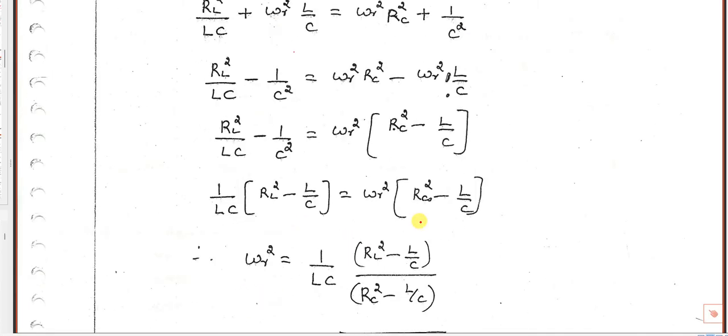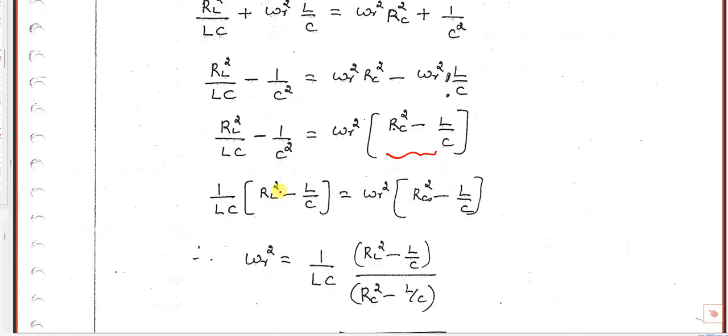And now on the right side, you take omega r square common. So you are left with RC squared minus L by C. First we got this term, RC squared minus L by C, if I take omega r. So on the left side also you should get the same term. Here you have to get the same term, RC squared by 1 by LC only.